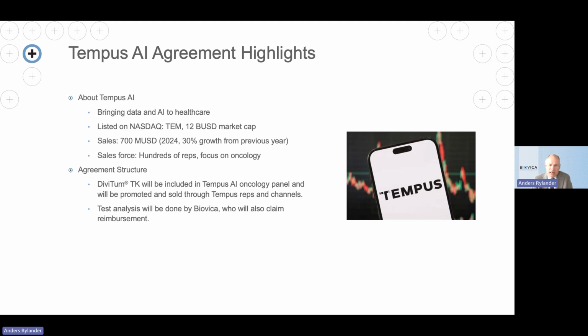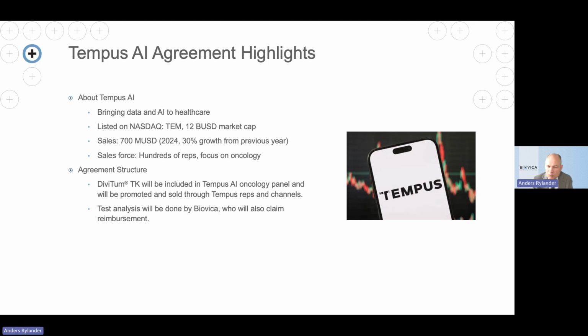They also have IT support, their web page and integration with electronic record systems, so that they can reach out to patients and oncologists and also do some targeting. So both strong sales organization and strong sales processes supported by IT. The actual analysis will be done by Biovica in our San Diego lab. And so we will also be responsible for claiming the reimbursement of the test.